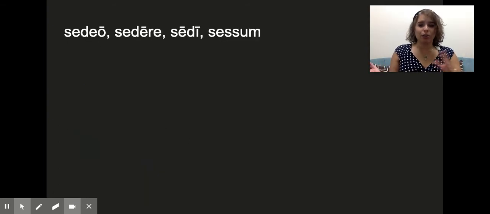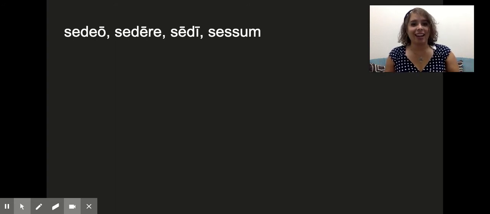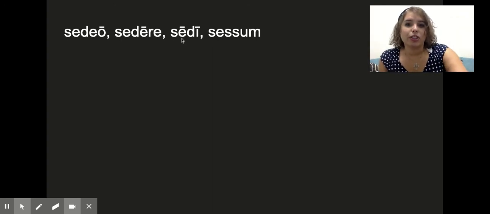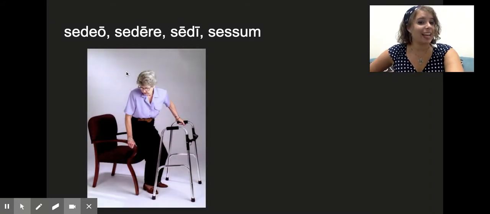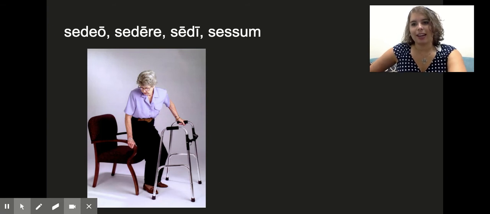Another verb here with those 4 separate parts. Sedeo, sedere, sedi, sessum. Now this third one has that long E, so do try and remember that that's an A sound versus all the other E's are more of an E. So sedeo, sedere, sedi, sessum. Slightly different. You'll get the hang of it eventually. This is where we get the word sedentary from. If someone is sedentary, it means they sit around all day. It means to sit. It's our verb to sit.